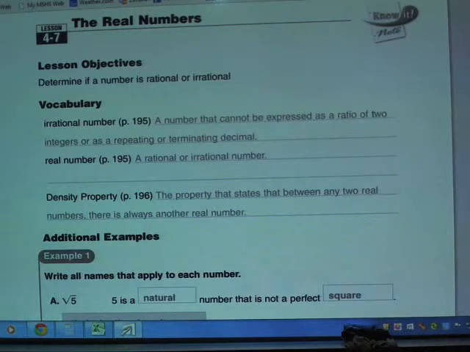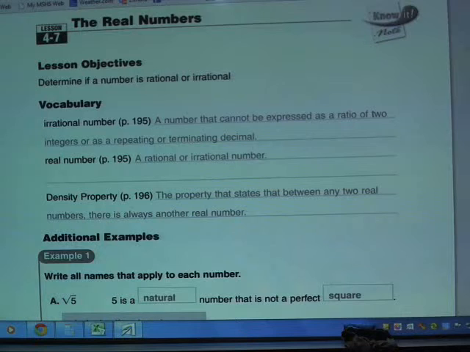This is all fitting into that category of the concept of real numbers. Most numbers are types of real numbers. There's a couple specific types that they're going to talk about here. Most specifically, they're going to talk about the concept of an irrational number. An irrational number is a number that cannot be expressed as a ratio of two integers or as a repeating or terminating decimal.